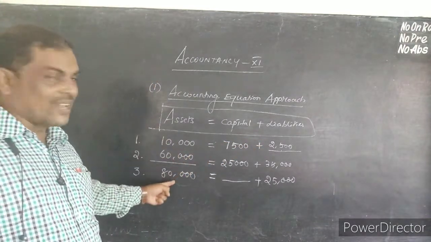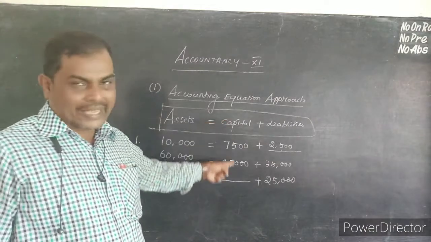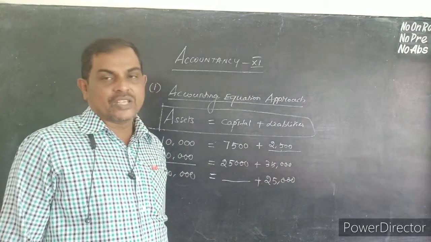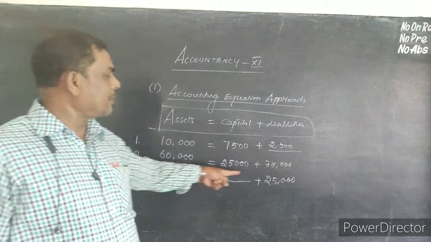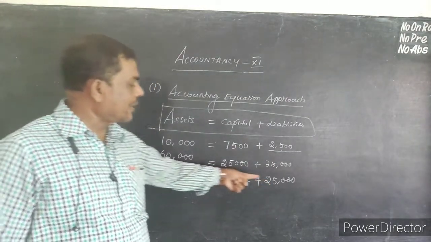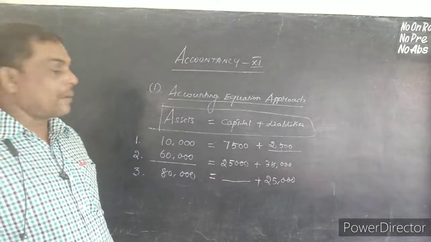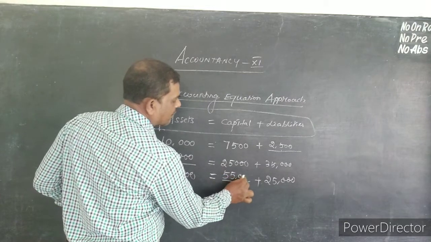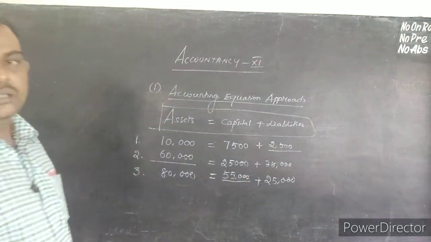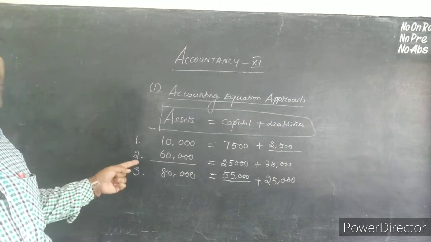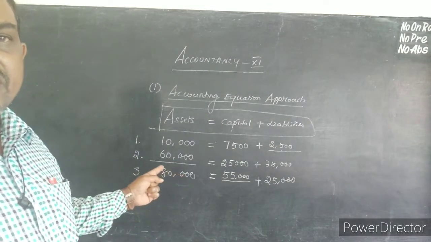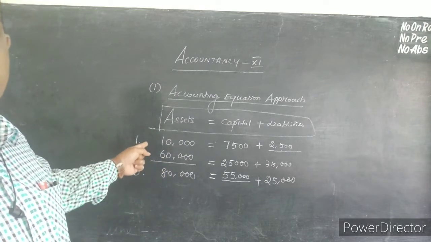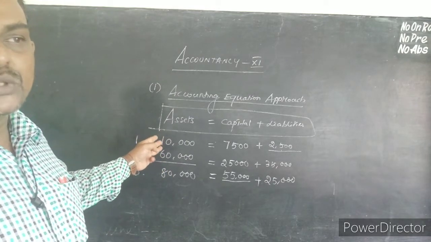Here the asset value is 80,000 and we want to know the capital value. From 80,000 we must deduct the liabilities value. So assets minus liabilities, that is 80,000 minus 25,000, will give capital. 80 minus 25 is equal to 55,000. Understood or not? This is very important, two more questions in the exam. Some examples are also available in our textbook, example sums, and the exercises also have 3 sums. So please do the homework.